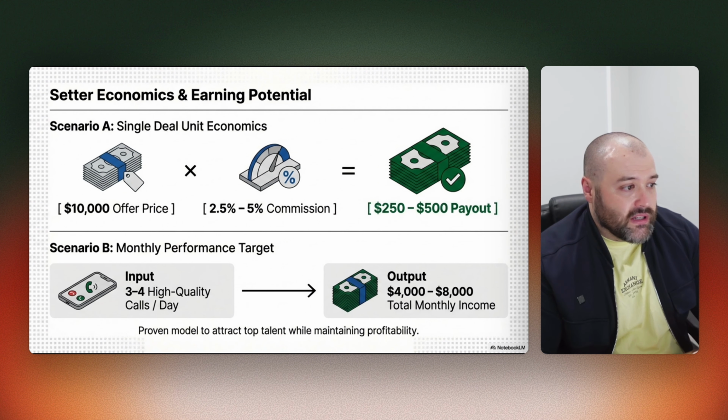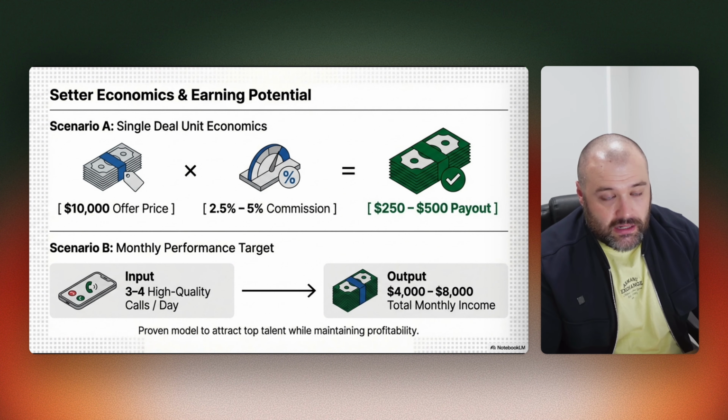Next is obviously the economics. So let's say a $10,000 offer, that's cash collected for that 30-day period, at 2.5 to 5%. So that's $250 to $500 in commission payout.